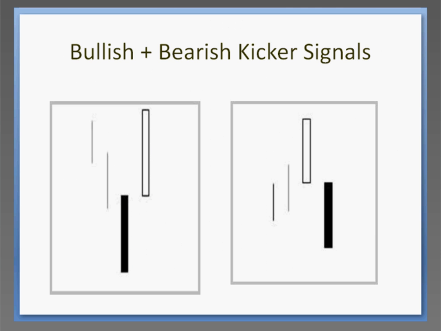Now, here's the strongest of all the signals. This is the kicker signal. A kicker signal is basically a downtrend where they open it here and close it here. The next day, they gap it up at or above the previous day's open and go the opposite direction.